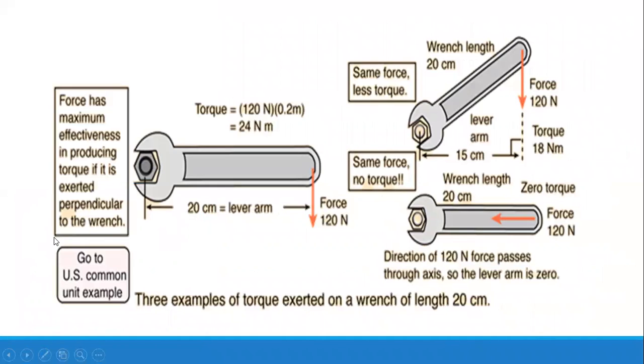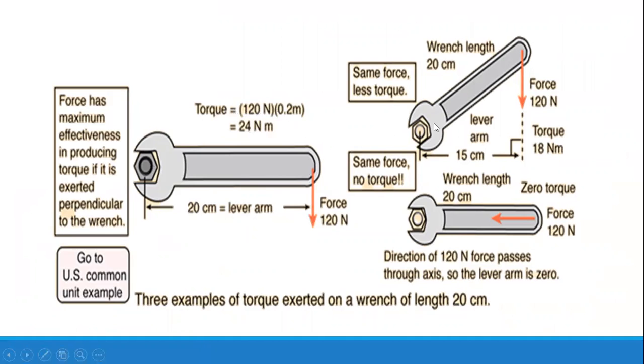Now again we see how the torque is affected by the angle between the applied force and the moment arm. Over here you can see the force and the moment arm, and the angle between them is 90 degrees. The torque produced will be 120 into 20 centimeter, which is 0.2 meter. If we multiply this, it will be 24 newton meter.